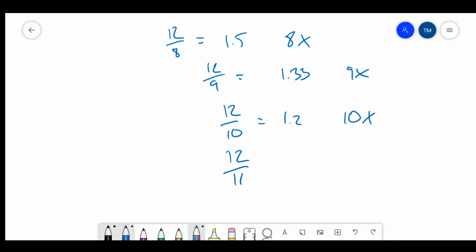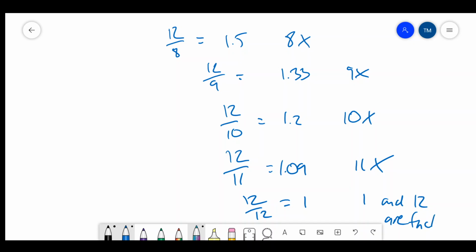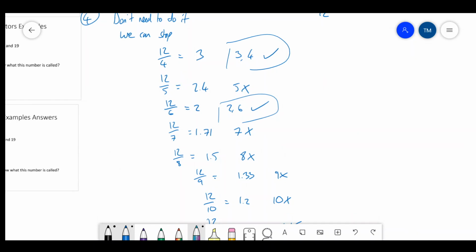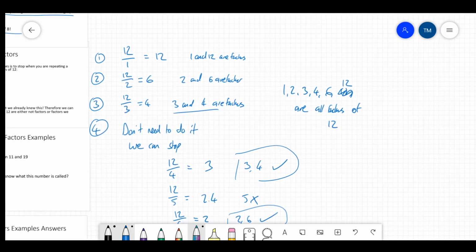12 divided by 11 is 1.09, so we know that 11 is not a factor. And 12 divided by 12 is equal to 1, so we know that 1 and 12 are factors. Now, we've gone from 1 to 12, and you can see we haven't found any new factors. We found 1 and 12, 2 and 6, and 3 and 4, but we'd already found those results. So you can see that once you reach a number that you have already found as a factor, you can stop, as proved by this example.